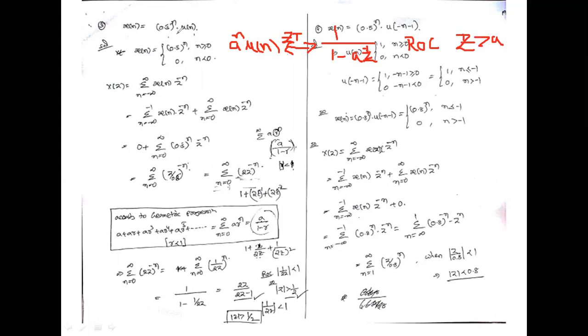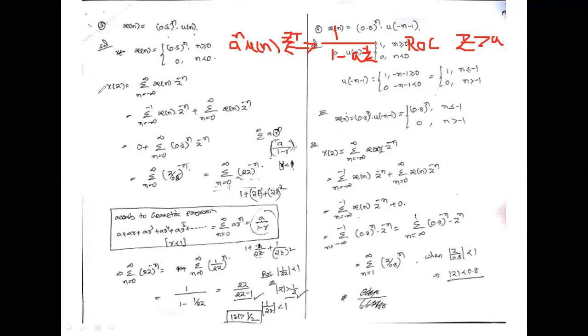Got it, my students? Use this function directly only when it is given as a 1 mark question, not in the 3 marks or 4 marks questions. In a 1 mark question, you can directly write that a power n mu of n is 1 by 1 minus a z inverse. Instead of a, it is 0.5, so 1 by 1 minus 0.5 z inverse can be written directly. But if they ask in the 3 marks or 4 marks, you have to show the procedure.